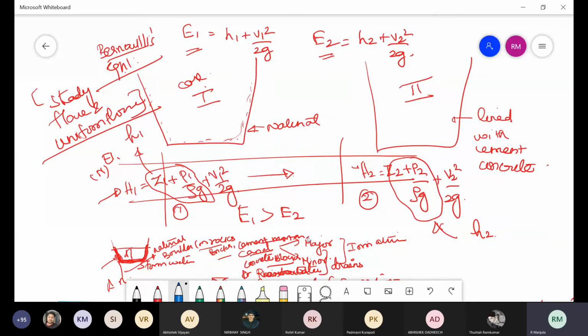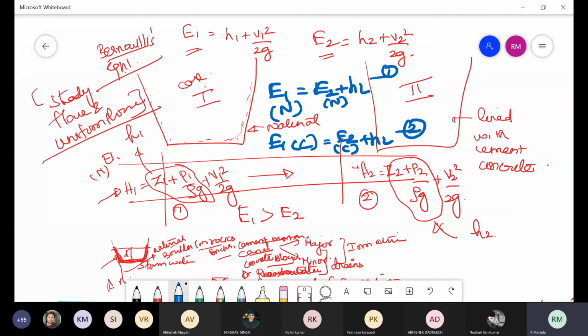Now, in which condition can you expect that E1 is equal to E2 plus HL? So this is for natural: E1 and E2 for natural, and E1 and E2 for cement concrete plus HL. Okay. So here, equations 1 and 2, I have written two equations. In which equation will the HL be more?